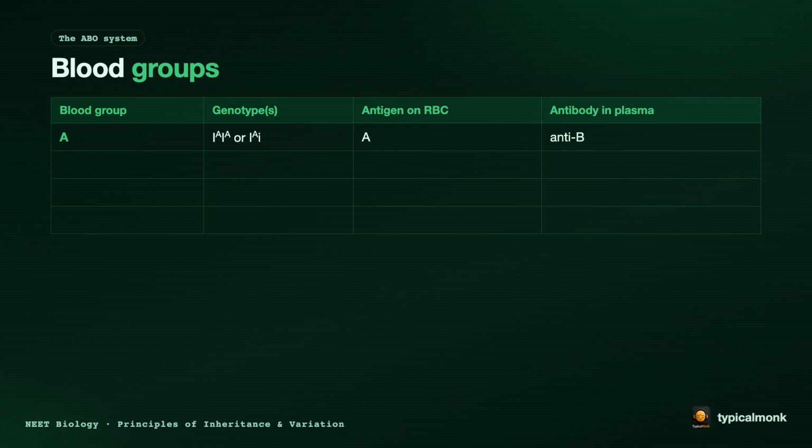Blood group A, genotype IAIA or IAi, the A antigen on the red cells, anti-B in the plasma. Blood group B, genotype IBIB or IBi, the B antigen, anti-A in the plasma. Blood group AB, genotype IAIB, both A and B on the red cells, no antibody in the plasma. Blood group O, genotype small ii, no antigen on the red cells, both anti-A and anti-B in the plasma.